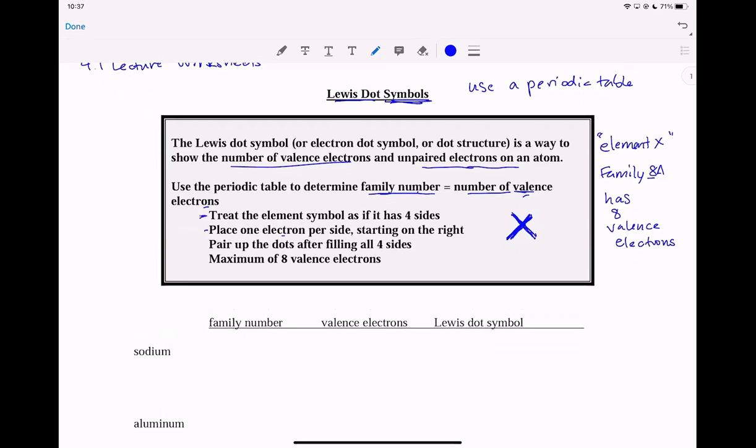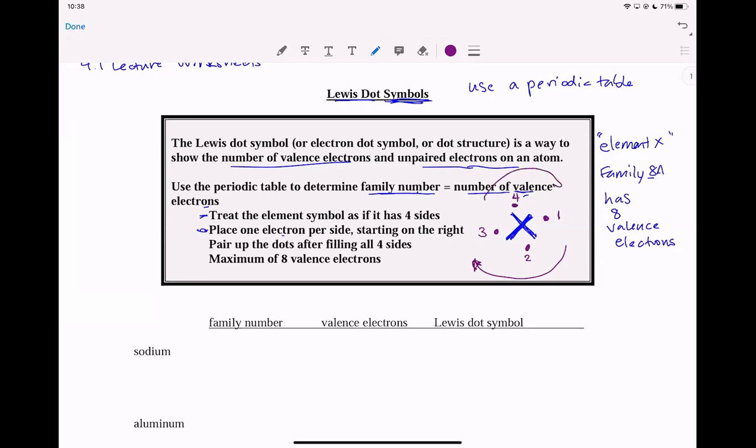So I'm going to treat this element symbol as if it has 4 sides, and I'm going to put 1 electron per side, starting on the right. So I'm going to use a different color. This would be number 1. Okay, so the dot number 1 is starting on the right. The second dot is by filling up by going clockwise. So I'm moving clockwise around, it's this way around, and that would be dot number 2. So notice that dot number 2 is not next to dot number 1. Guess where dot number 3 is going? Over here, keep going clockwise around. And then number 4 is going all the way around.